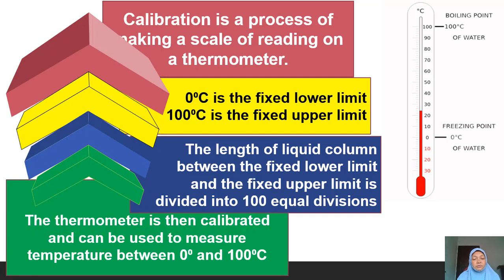And the thermometer is then calibrated and can be used to measure temperature between 0 degrees Celsius and 100 degrees Celsius. For example, the length between 0 degrees Celsius to 100 degrees Celsius is, let's say, 10 cm. Then we divide it by 100 sections, and one section is equivalent to 0.1 centimeter.